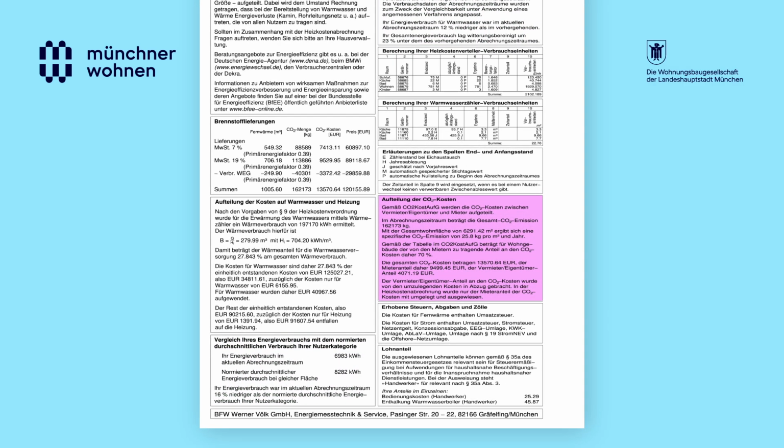In the box, Allocation of CO2 costs, you will find the costs that are shared between tenant and landlord. These are calculated based on the CO2 emissions resulting from energy production. The landlord's share of CO2 costs has already been deducted from the total heating costs. The higher the CO2 emissions per square meter of living space per year, the greater the share of the costs for us as the landlord.